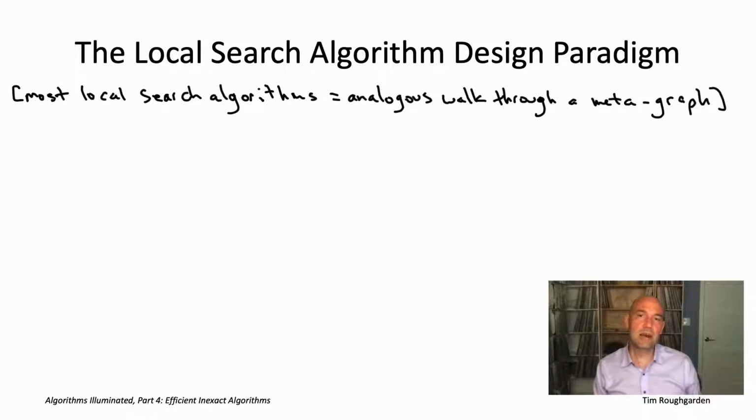The different local search algorithms differ primarily in their choice of the metagraph. So obviously for different problems, you're going to have different feasible solutions, so different vertex sets. But even for a fixed problem, you can have different local search algorithms define the edges of the metagraph differently.